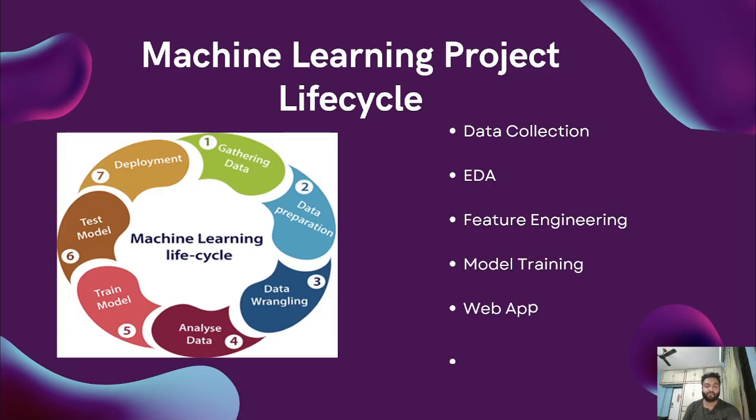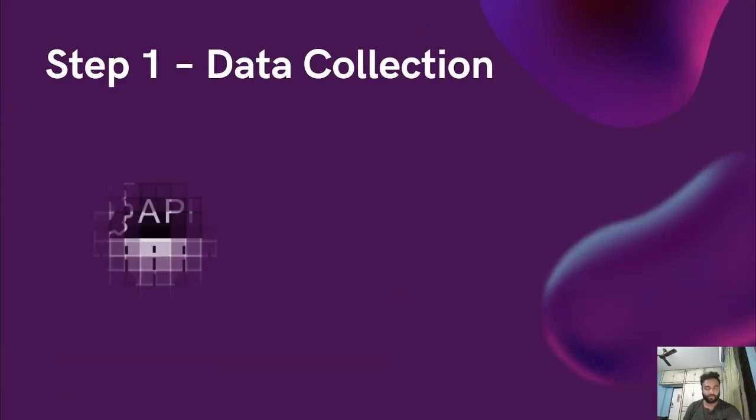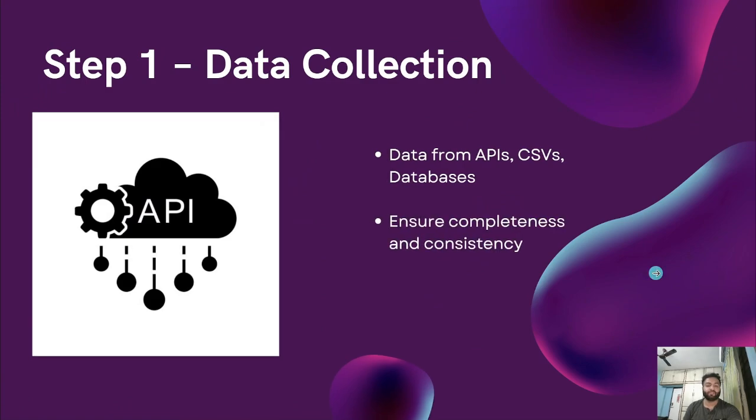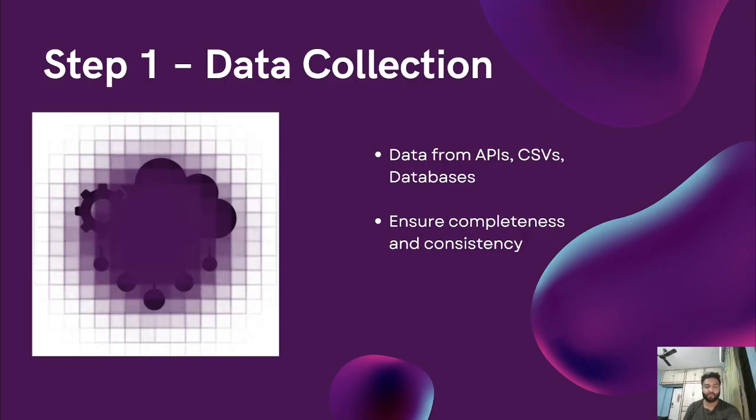Now let us connect everything we've discussed into a real-world workflow: the machine learning project lifecycle. Whether you are building a predictive app or analyzing user behavior, most projects follow these core steps. Step 1: data collection. Everything starts with data collection. We gather data from various sources: databases, APIs, CSV files, or user inputs. Clean, reliable, and representative data is the foundation of every ML project.